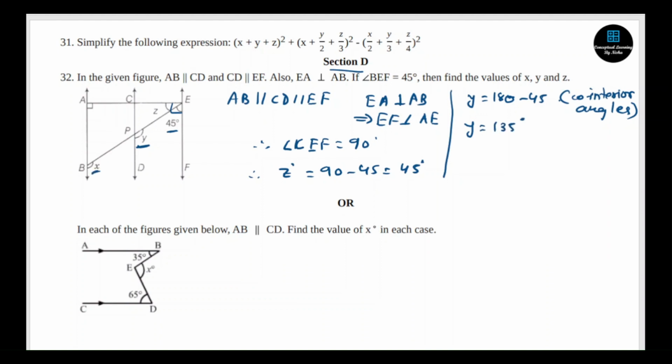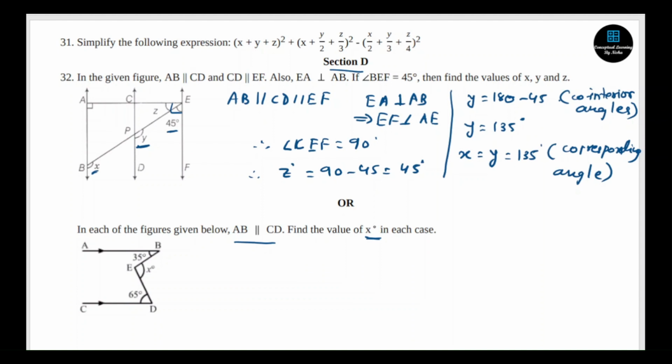Now if you think about X and Y, yes, they are corresponding. X equals to Y equals to 135. Why? Because they are corresponding angles. So you have to write the proper reason to justify your answer. Alright. Make sure you are writing all the steps correctly to avoid the loss of marks.